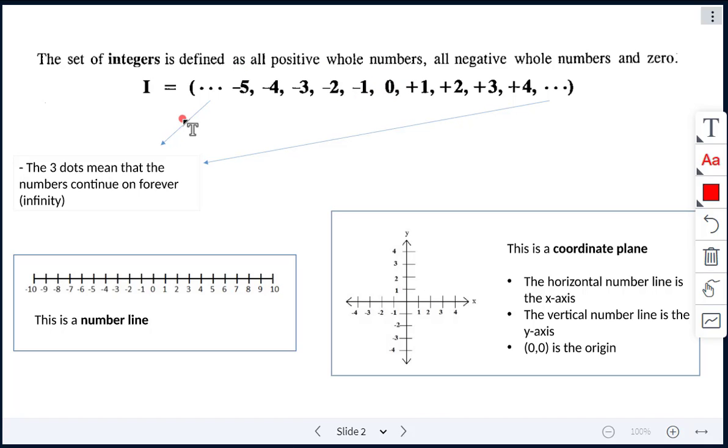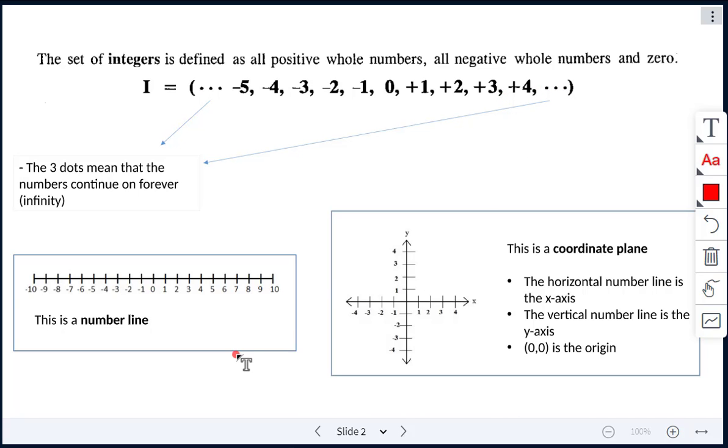In this set, we see the set in brackets, and then you'll see these 3 dots on the left-hand side and the right-hand side. Those 3 dots just mean that these numbers are going to continue on forever to infinity on both the left-hand side and the right-hand side. So that's what those 3 dots represent.